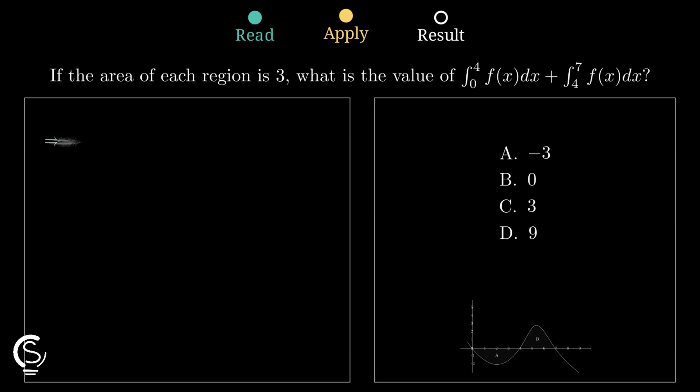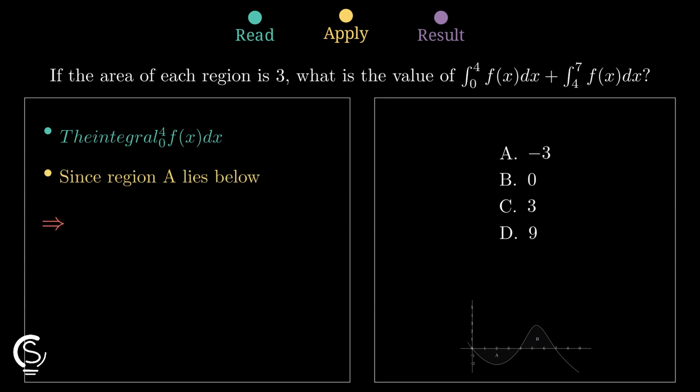Next, we examine the integral from 4 to 7. This region is above the x-axis, so the integral equals +3. We must keep these signs straight to avoid any errors. Finally, we add -3 and +3. This addition results in 0, meaning option B is correct.